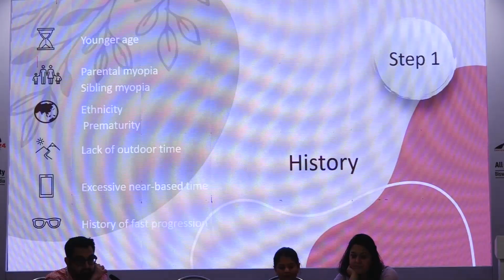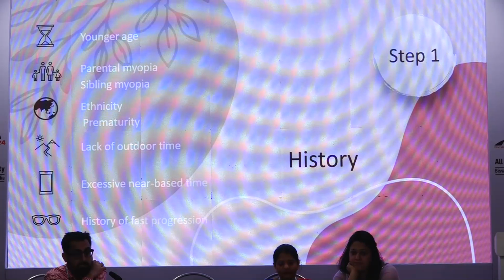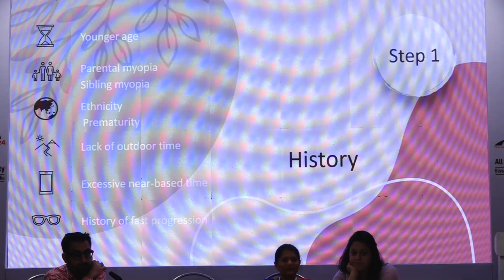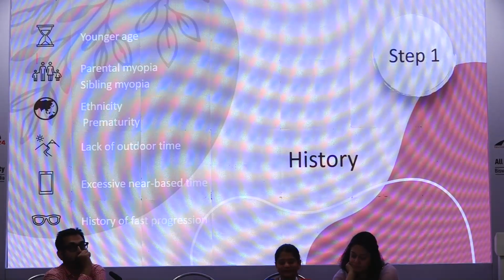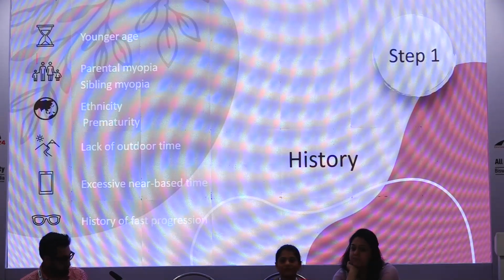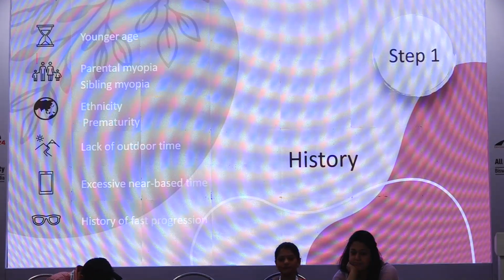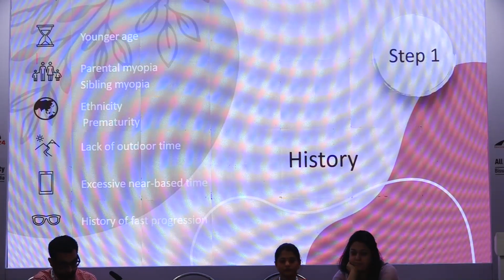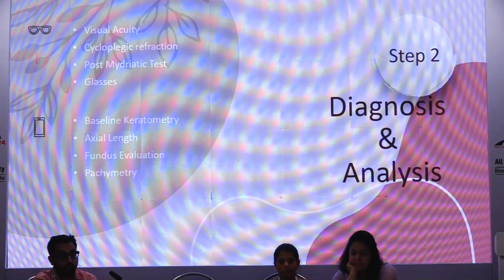First step is to take the history and first of all get the risk factor analysis as to whether this particular patient may have a progression. We are not starting the treatment strategies in these particular patients, but these are some of the patients who may progress to myopia progression. Younger age, if the patient is young and has started developing myopia, parental myopia, sibling myopia is there. There is a history of lack of outdoor time. There is excessive near-based work, and there is a history of fast progression.